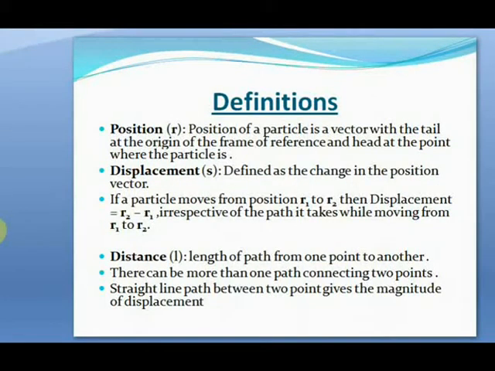Now let's look at some definitions first. First we'll define position. Position is a vector quantity which is represented by vector r, and the position of a particle is a vector with the tail at the origin of the frame of reference and head at the point where the particle is. So let's see this with the help of an animation.